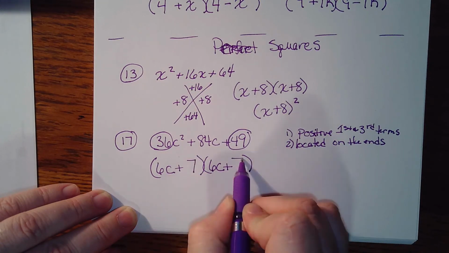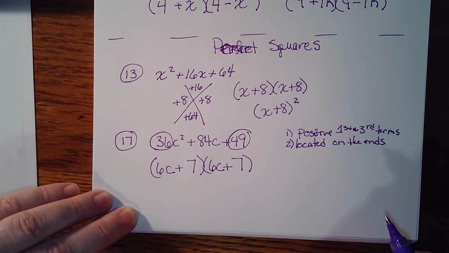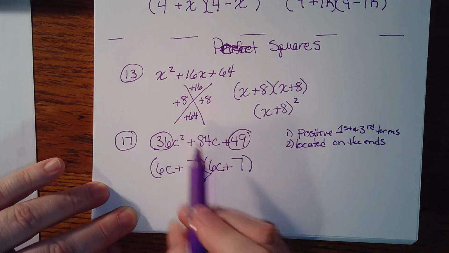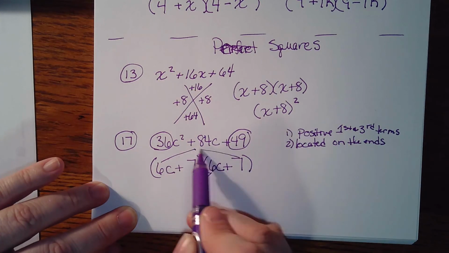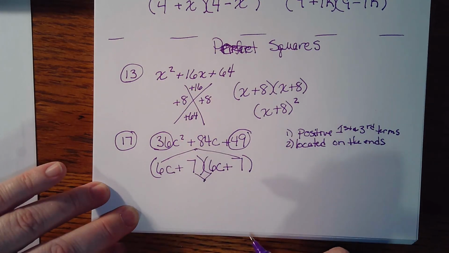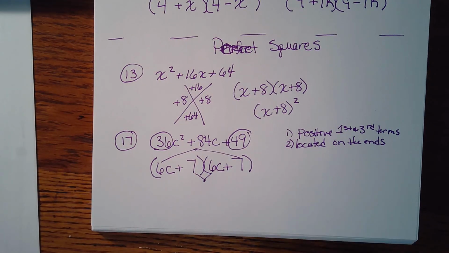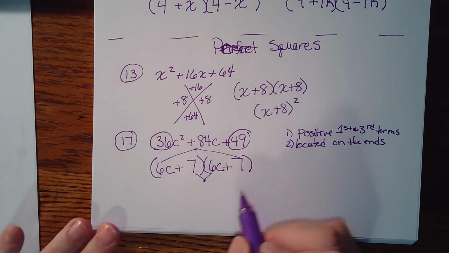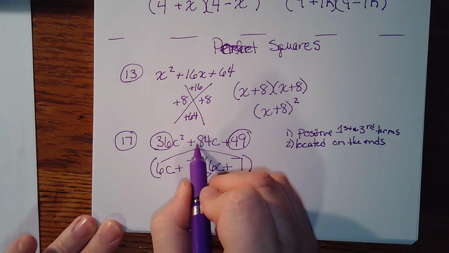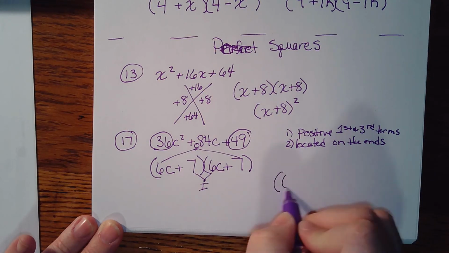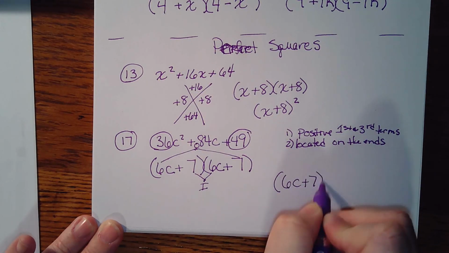Now, what is the check I'm talking about? Well, remember when we did the FOIL method, the O and I. So if I multiply 6 times 7, I get 42c. And if I multiply 7 times 6, I get another 42c. Well, 42 plus 42 makes 84. So therefore, if the OI check is correct, then we're able to go into this. So my final answer is 6c plus 7 quantity squared.